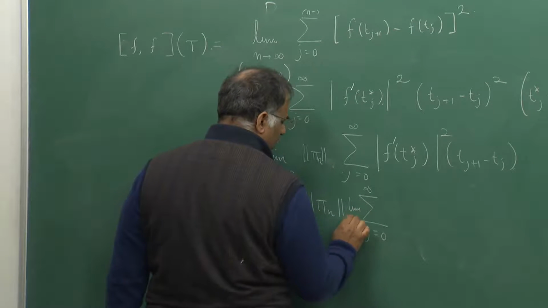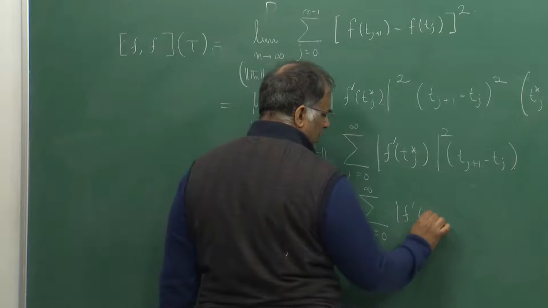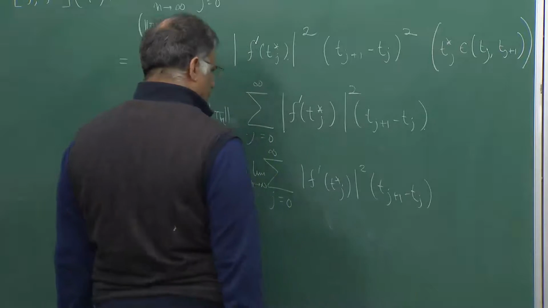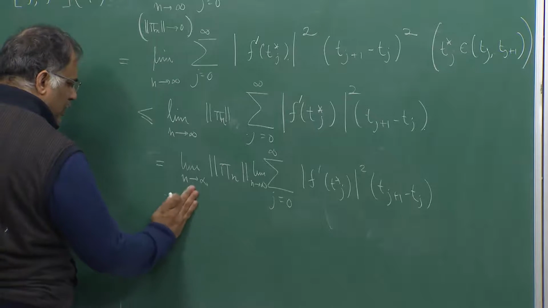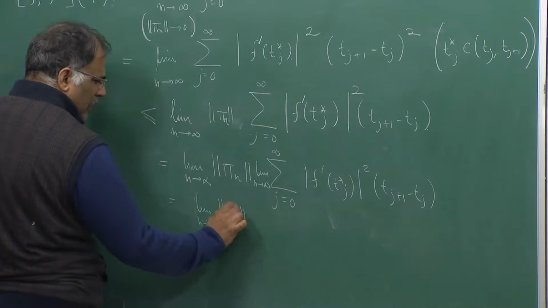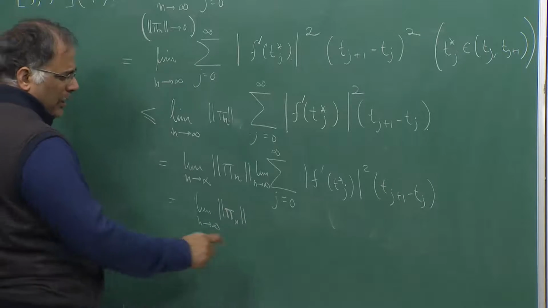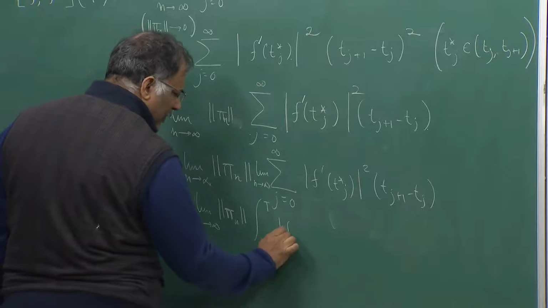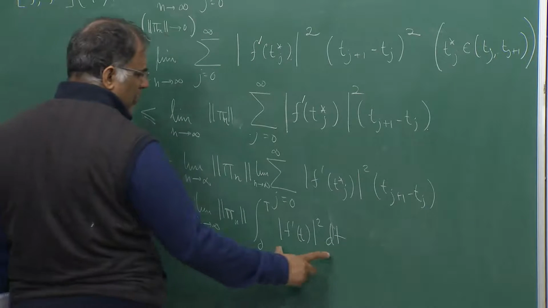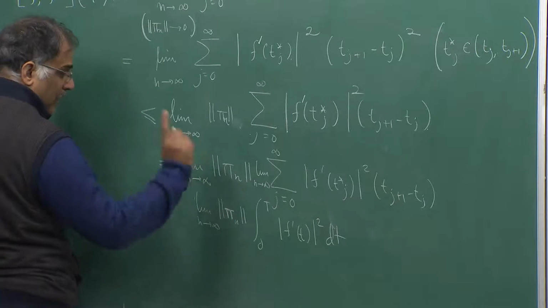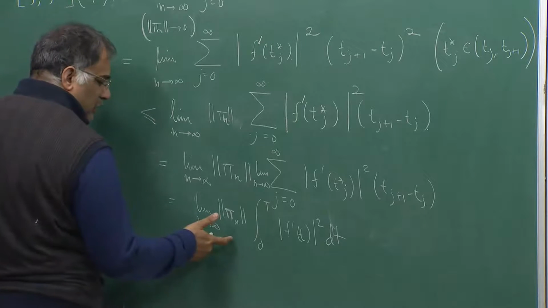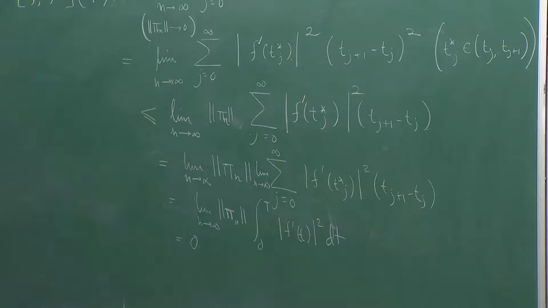Here also I am writing limit n tends to infinity of f dash t star j whole square times t j plus 1 minus t j. So this is nothing but limit n tends to infinity of norm big pi n times the integral 0 to t of f dash t whole square dt. So this is a finite number because this is an integrable function. One has to make sure that this is finite. Because of our assumption this is finite, so this whole limit goes to 0.